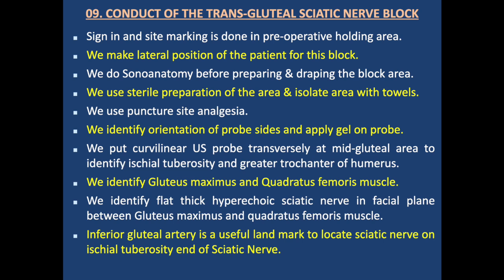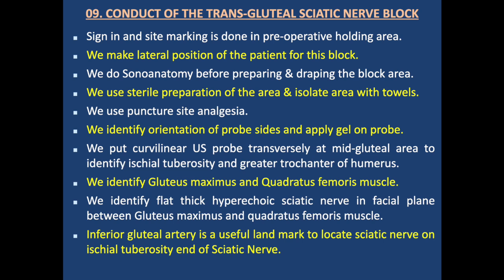We use sterile preparation of the area and isolate it with towels. We use puncture site anesthesia. We identify the orientation of the probe and apply gel on the probe. We put the curvilinear ultrasound probe transversely at the mid-gluteal area to identify the ischial tuberosity and greater trochanter of the femur.